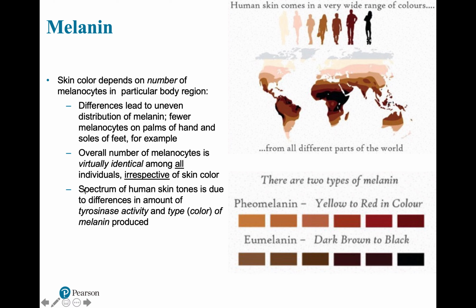Let's see. Oh, and this bullet is just talking about how there are differences in the distribution of melanocytes within our body. So palms of hands, soles of feet, those areas of your skin will have fewer melanocytes. So usually those areas are going to be lighter in color versus the rest of your skin. So the distribution of melanocytes is not evenly distributed all over the human body. Palms of hands and soles of feet will have fewer melanocytes.